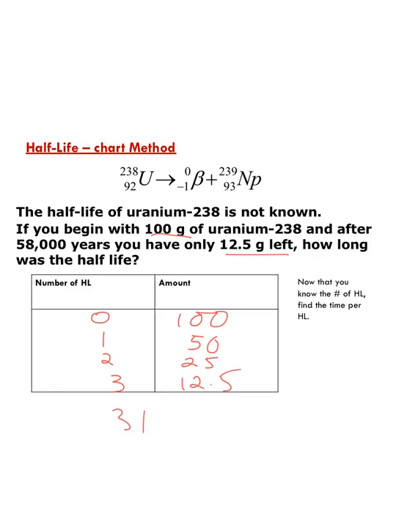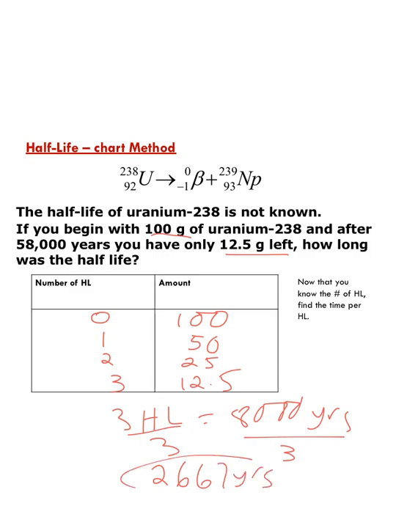So 3 half-lives equals 8,000 years here, but I just want the time for 1 half-life, so now I'm going to take 8,000 and I'm going to divide it by 3. And my time here, I'm just going to round to the nearest year, 2,667 years.